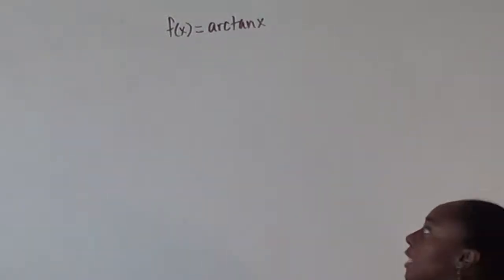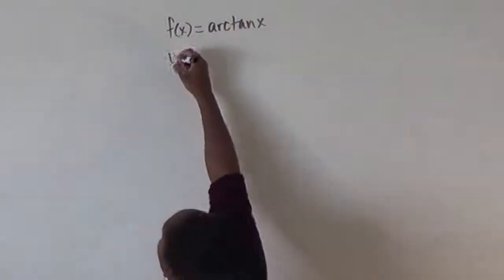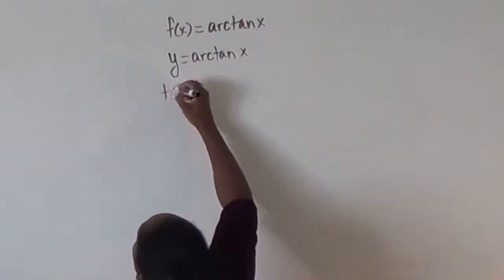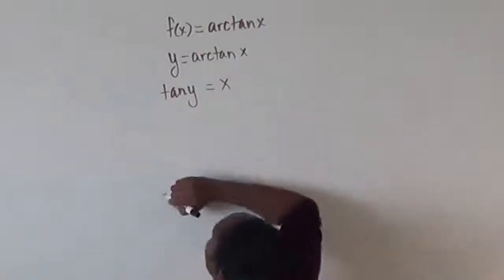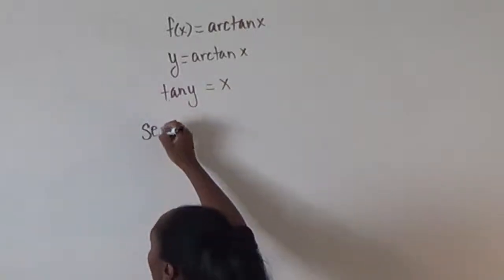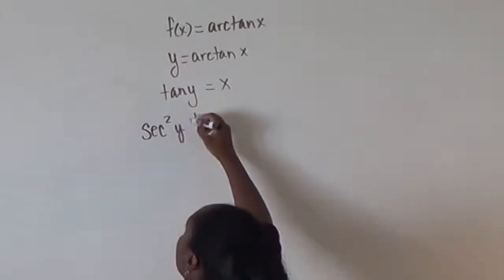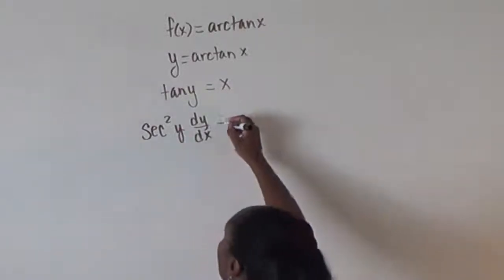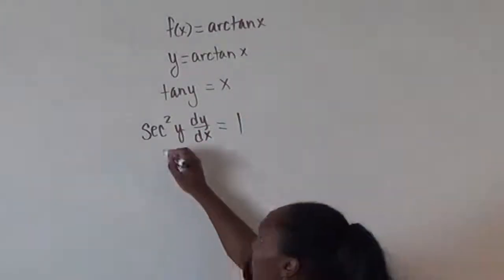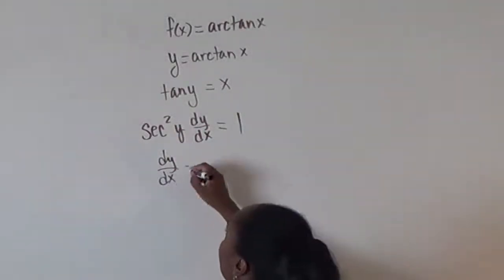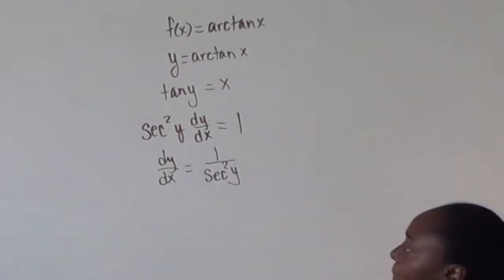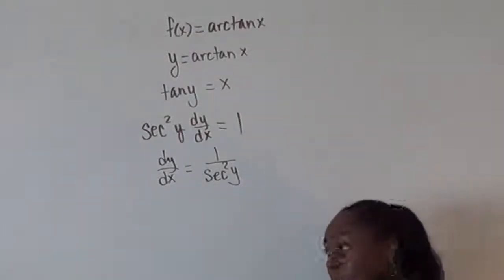Similarly, if we look at our arctangent function, we can do the same thing. So y equaling the arctangent of x says that tangent of y will equal x. Taking the derivative implicitly, the derivative of tangent is secant squared. Okay, so dy/dx will equal 1 over secant squared y. Or if you like, you can think of that as cosine squared of y.